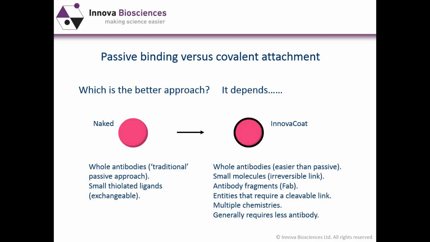By attaching a surface coat we call innovaCoat to the particle on the right-hand side, then again you can do whole antibodies. It becomes much easier than the passive binding method. You can also do small molecules with a truly irreversible link. Also useful for small antibody fragments, which sometimes unravel on a bare metal surface. With the innovaCoat derivative, the antibody fragment will not actually make contact with metal. If you want molecules to fall off in a controlled fashion, you could incorporate a cleavable link. So the molecule stays on, it only comes off when you want it to come off. As I mentioned, there are multiple chemistries, and at least for antibody conjugates, you generally require less antibody with the coated particle, and that's perhaps because less of the antibody denatures, because the antibody doesn't touch the metal surface.